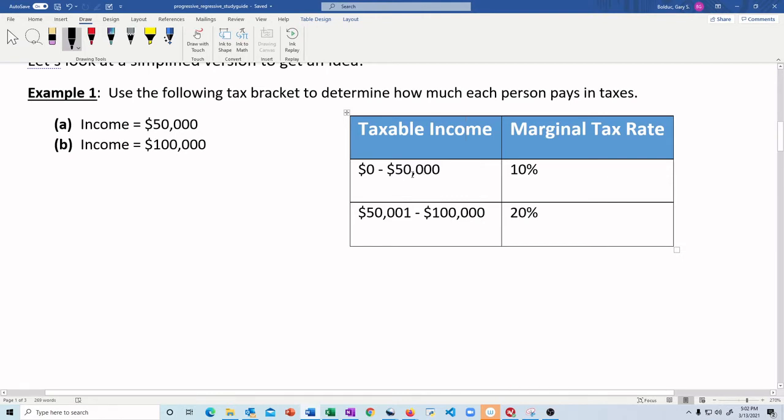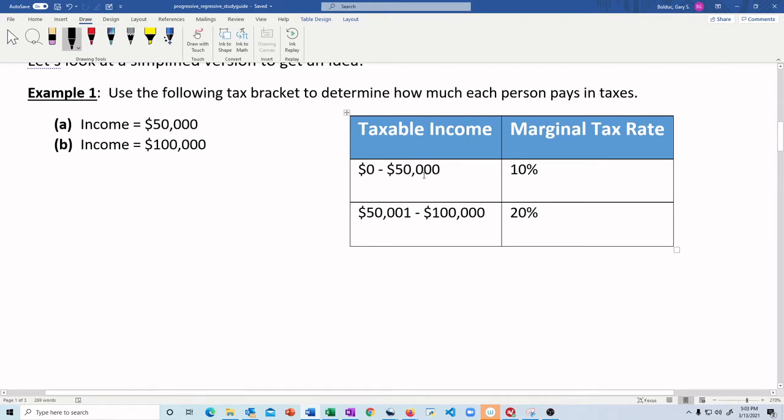But if your income is more than $50,000, you could think of it like paint. You're pouring paint in here, and then it overflows into the next bracket. You still filled this up with $50,000 of income, so you pay 10% because that's what it says. But any of the money that you made more than $50,000 overflows into this next box, and that specific money gets taxed at 20%, not the original $50,000.